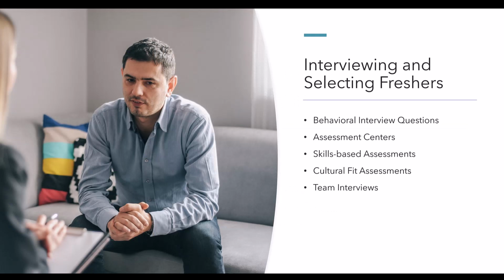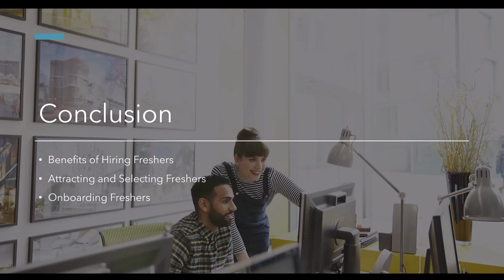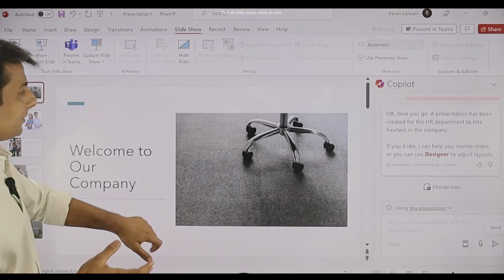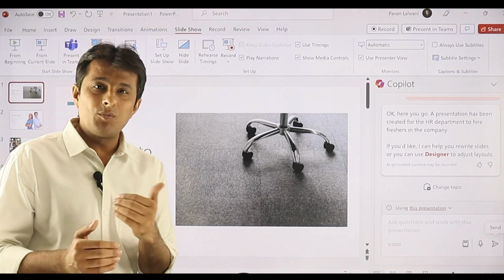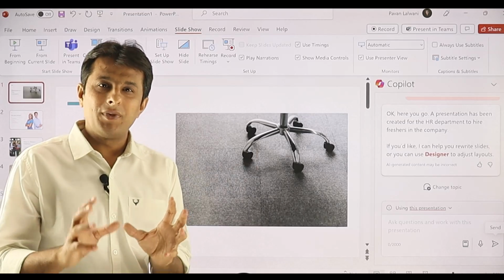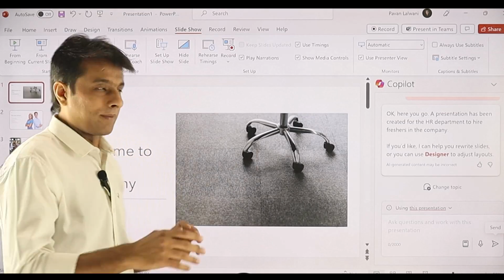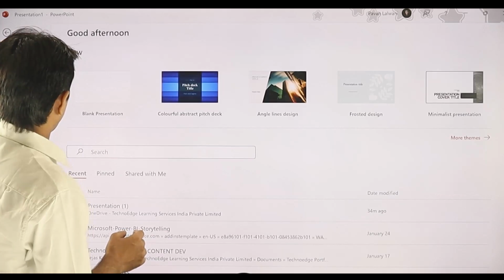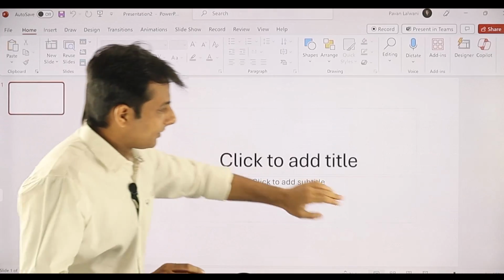Okay. And you see the next one, and finally it has a conclusion. So it has created 6 slides. I can be more demanding and ask it to give me a 10 slide presentation. That is possible. So I can go back to File and click on this blank presentation here.